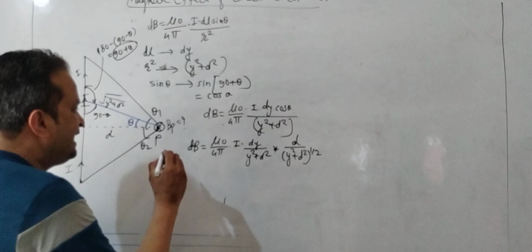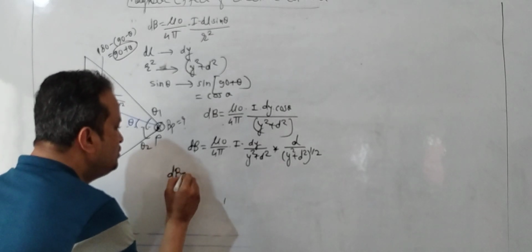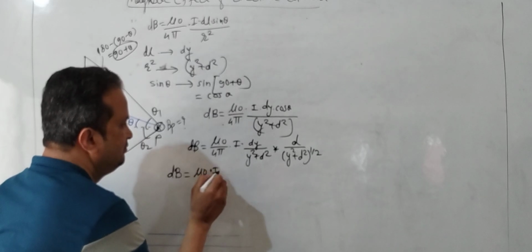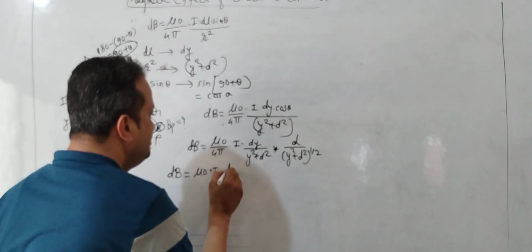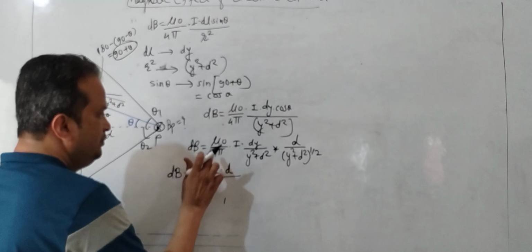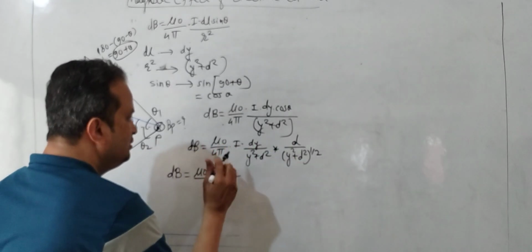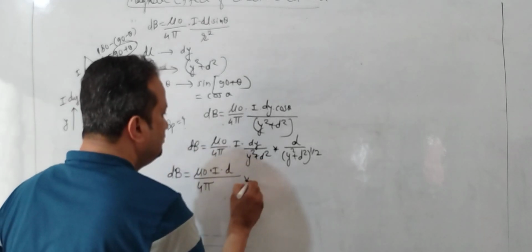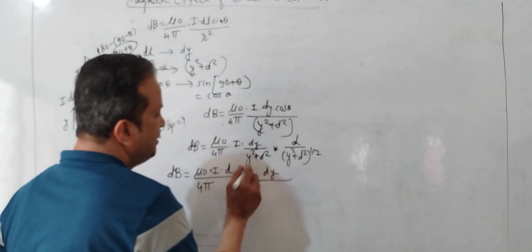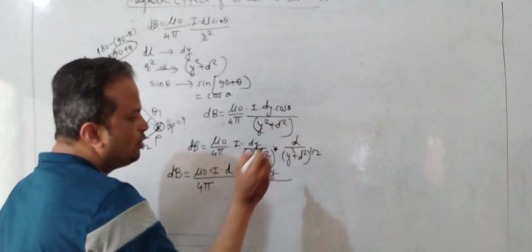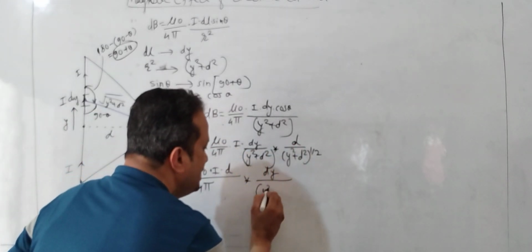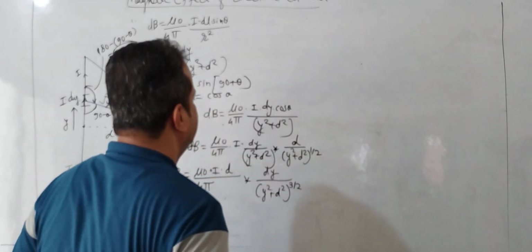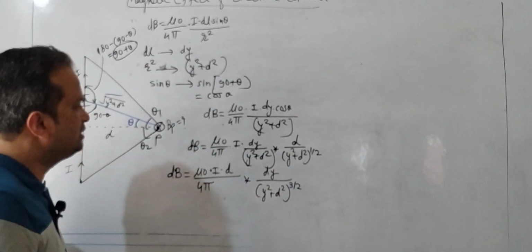Okay, now can I write this dB as, dB is equal to mu 0 I d upon 4 pi into dy divided by, बेटा देखो इसका पावर है 1, इसका पावर है हाफ, that is equal to y square plus d square to the power 3/2.